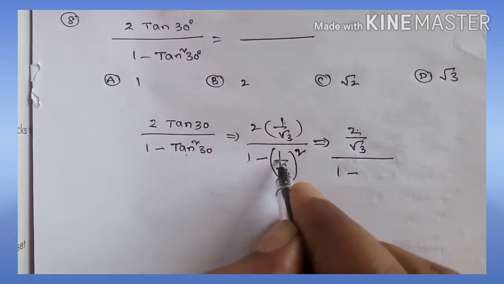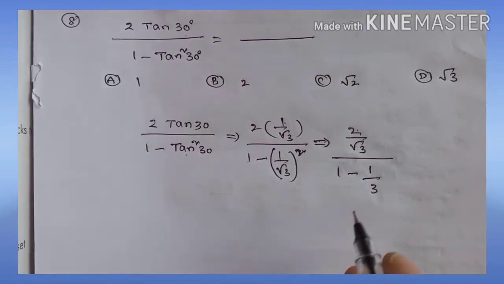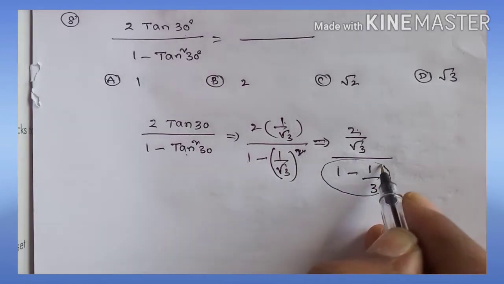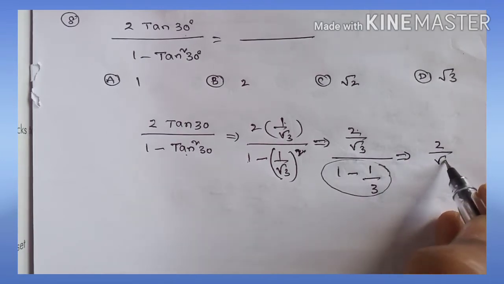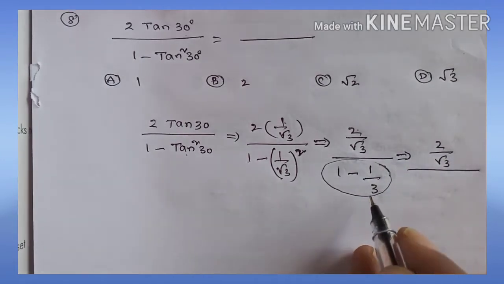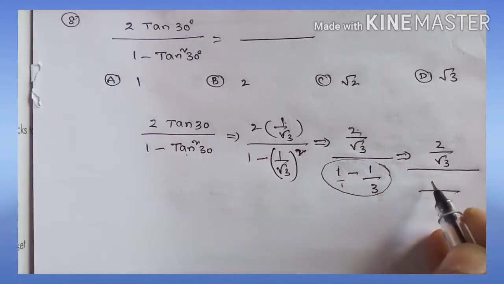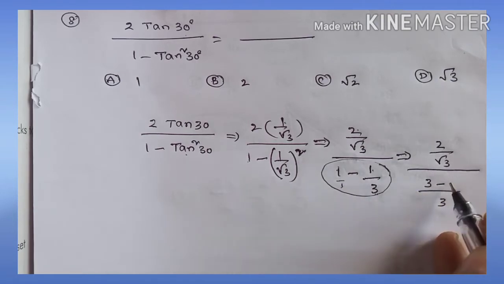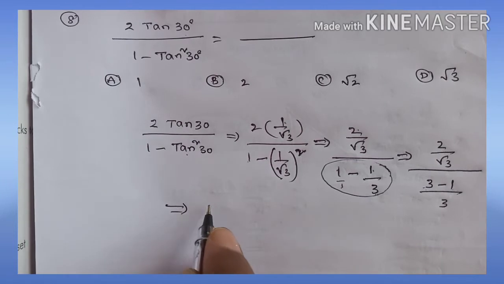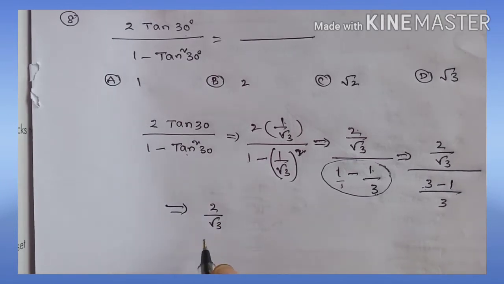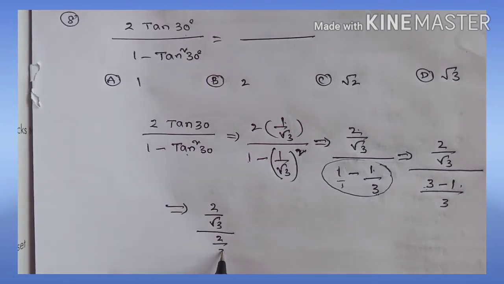1 minus 1 by root 3 whole square equal to 3. Now we have to simplify this denominator only. Numerator we have to follow same, 2 by root 3 by 3. Now the denominator 1 here, no? So 3. So 3 ones are 3 minus 1 ones are 1. 3 minus 1 is equal to 2. So what we can get here? 2 by root 3 by the denominator 3 minus 1 is equal to 2 by 3.